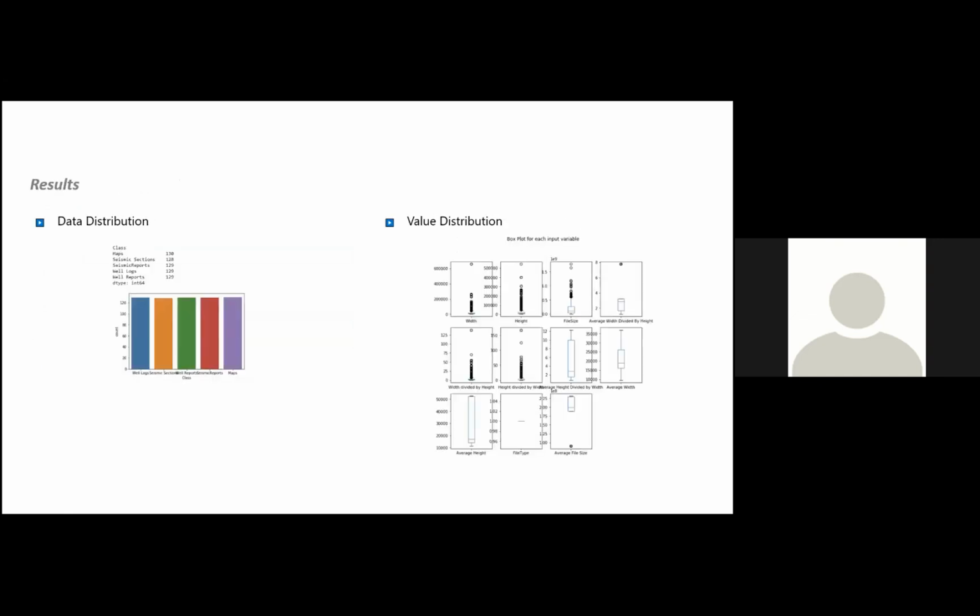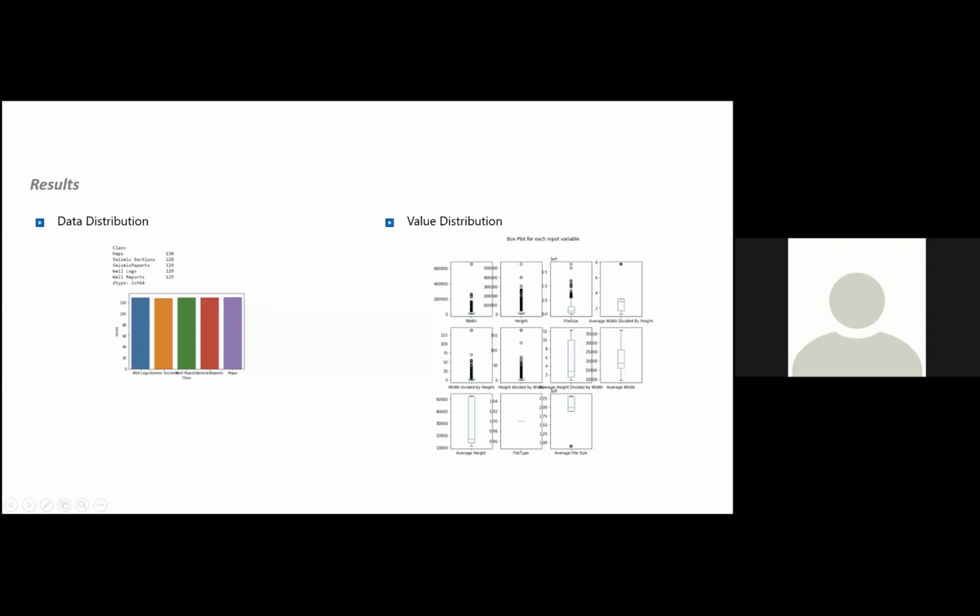Coming to the results, these are the classes that we got: maps, seismic sections, seismic reports, well logs, and well reports. These are the distribution of classes in the training data. We have close to 130 examples of each, and on the right hand side, we plotted box plots for identifying the outliers. Here this point is identified as an outlier in terms of width, and in terms of height, this point is identified as an outlier.